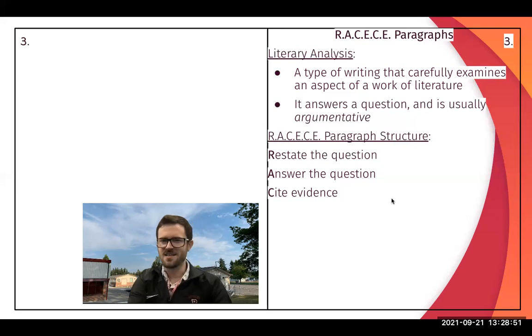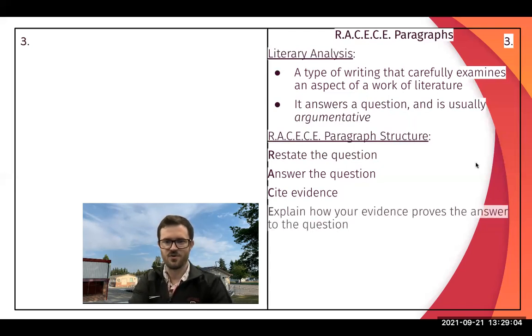Now, when you cite evidence, I find that a problem that people have sometimes is they pick a quote that maybe doesn't really back up their answer. So E stands for explain how your evidence proves the answer to the question, okay? It's really clear, right? That's the idea, clarity, as I said. But you want to make really, really clear, how does this evidence that I cited prove the answer to the question, okay?